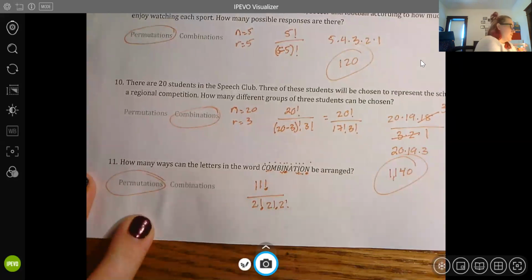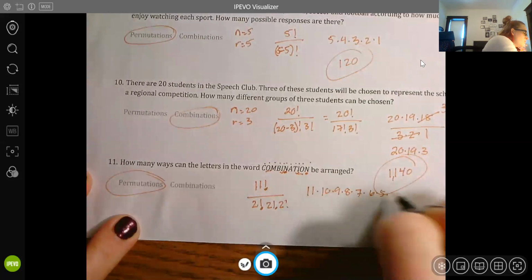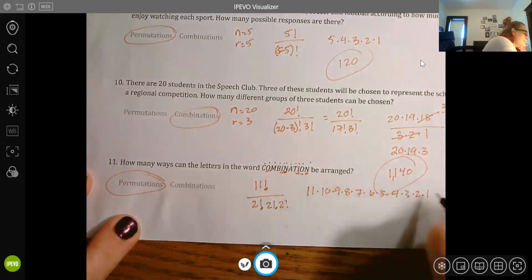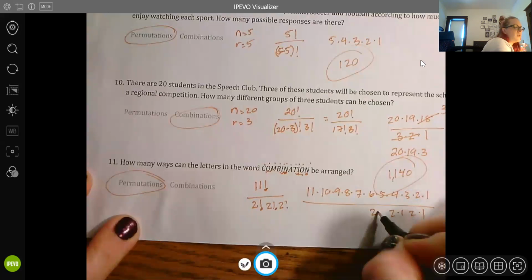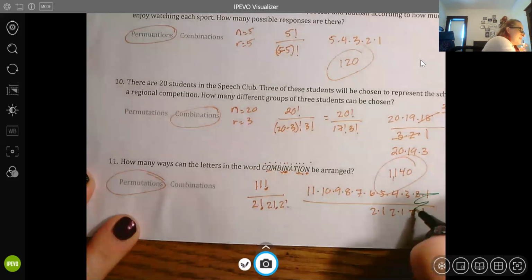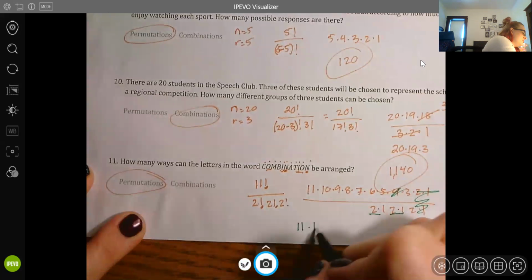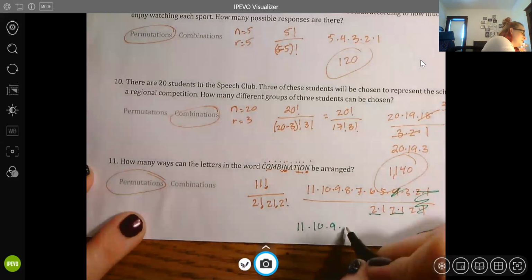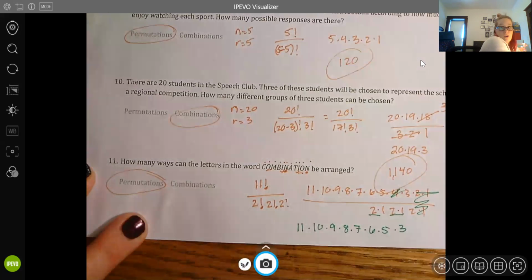Okay, so I have to write this out. I get 11, 10, 9, 8, 7, 6, 5, 4, 3, 2, and 1. And I have 2 times 1, 2 times 1, and a 2 times 1. I'm just going to use a different color to cancel them. So the last 2 are going to cancel. Now I have a 2 and a 2, so I'm going to cancel that 4. So what I'm left with is 11 times 10 times 9 times 8 times 7 times 6 times 5 times 3. So I'm expecting to see a big number for this one.